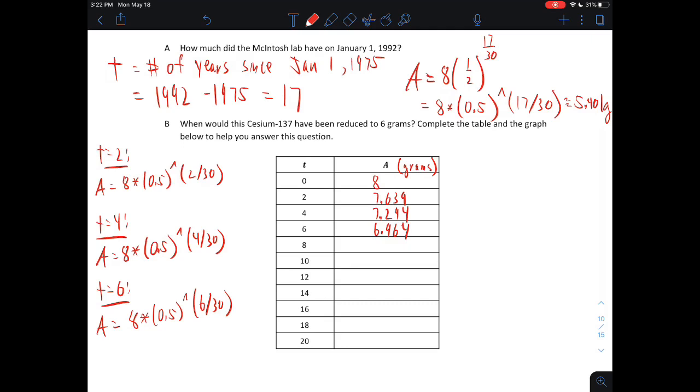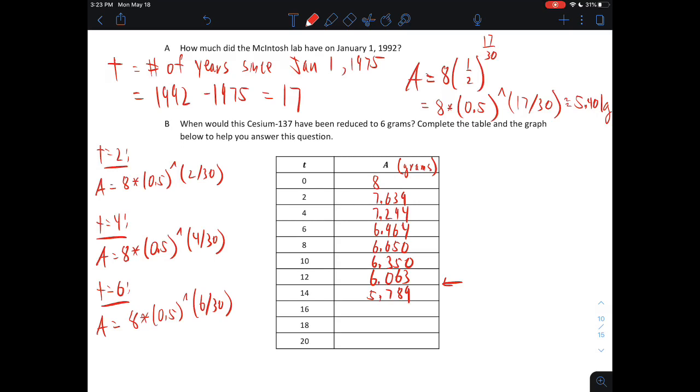And the next one, t equal 8, you're going to get 6.650. For t equal to 10, you will get 6.350. For t equal to 12, 6.063. We're almost there. And now t equal to 14, 5.789. So we can see that we've crossed over somewhere between 12 and 14.